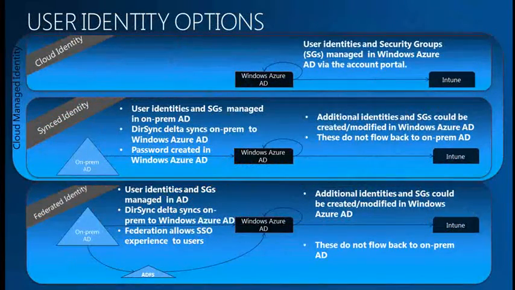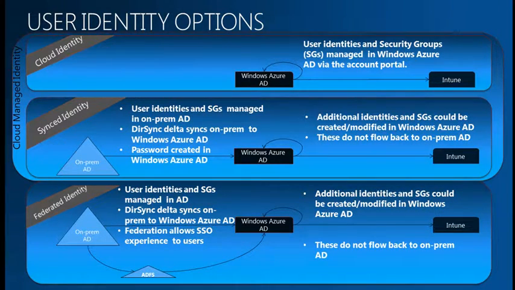So to summarize, here are the options that are available to you as a customer when you manage user identities in Intune. The first identity is, I would call it cloud identity, because this is cloud-only identity. You master this identity in Windows Azure AD, and all the security groups and user identities and their passwords, all that information is stored in Windows Azure AD. You can manage them using the Windows Intune Account Portal or the Office 365 Account Portal. It's a pretty similar experience.